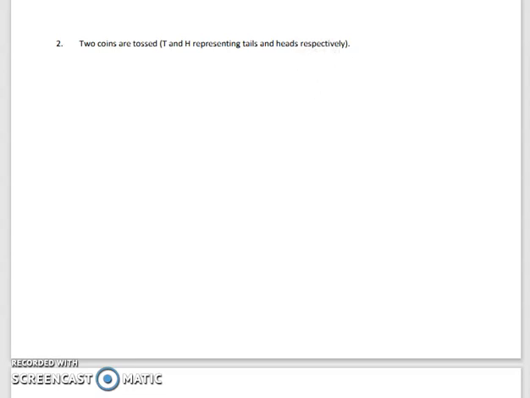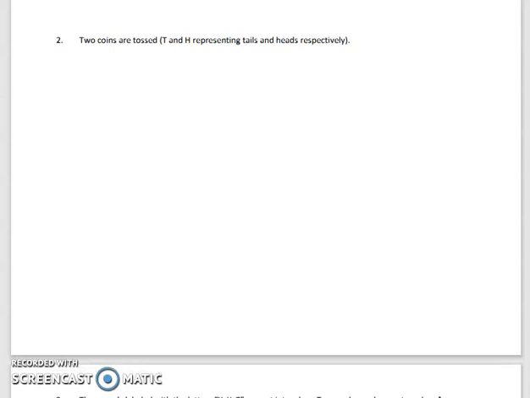I prefer to use a table method, so it's clearer and neater for us to see the possible outcomes. Let's say this is the first coin. The first coin will have two sides, right? Coins will always have two sides. So the first coin will have T and H, and the second coin will also have T and H.